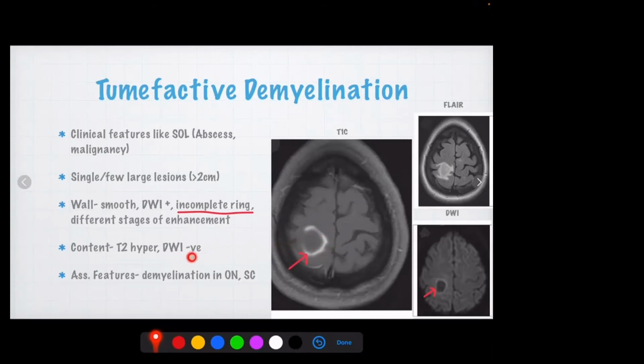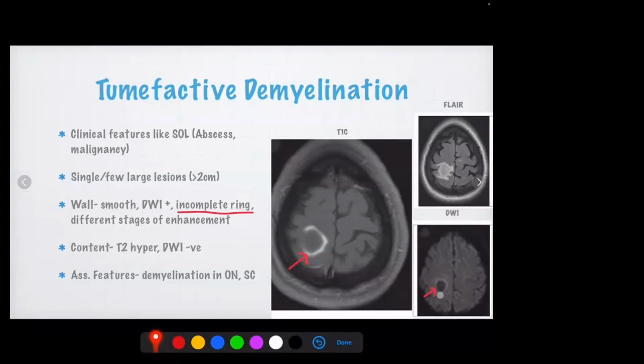It would be T2 hyperintense. Another thing is that demyelination is commonly in different stages of its development, and hence some lesions may be diffusion restricting, some may have contrast enhancement, some may not have enhancement, some may have diffuse enhancement. So they are in different stages of development and hence different even on the radiological characteristics. But again, that's more of a soft point. The hard point would be mainly the incomplete ring in at least one of the lesions.